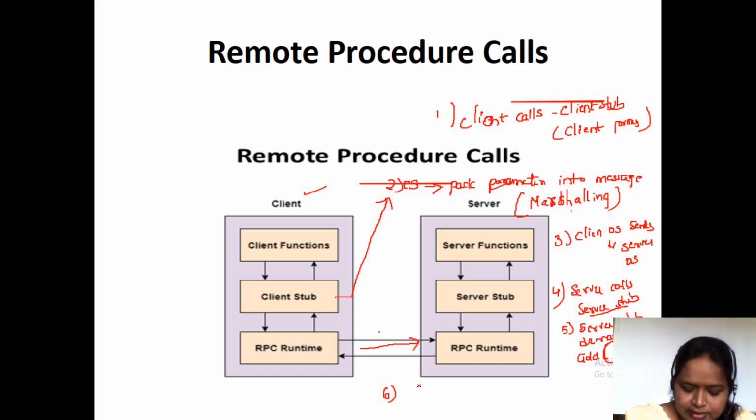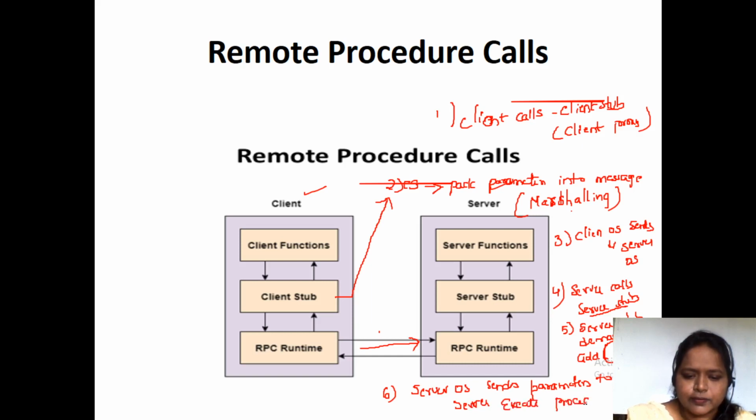And finally this server OS sends parameters to the server, and the server executes the procedure. So these are the 6 steps we'll have in the remote procedure call.